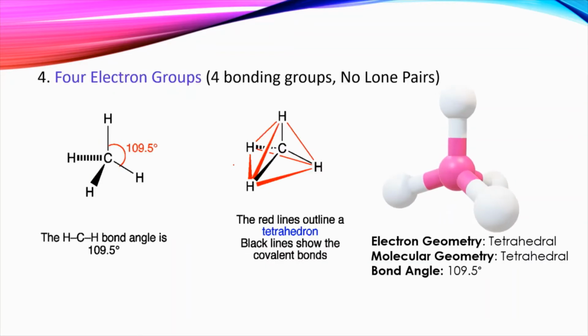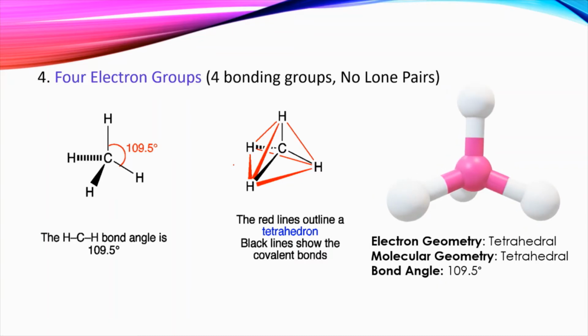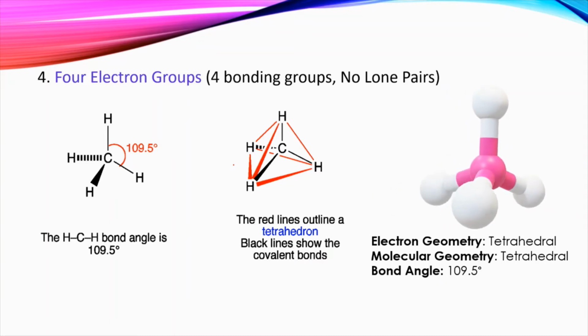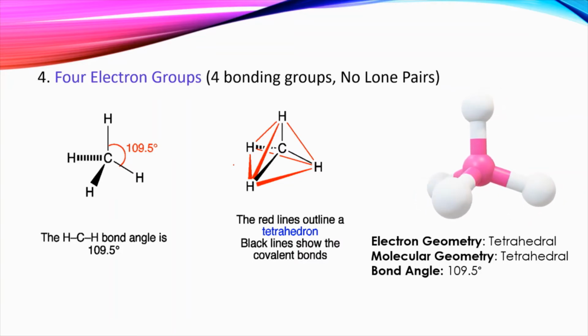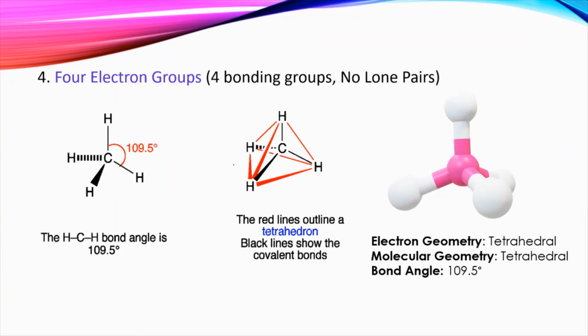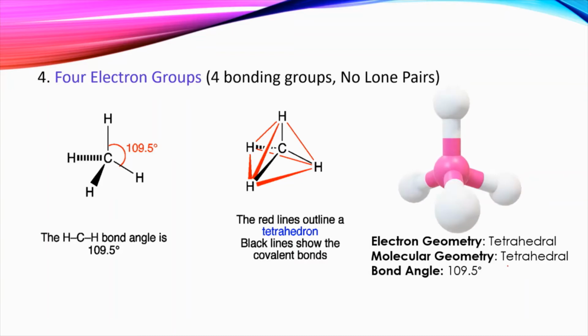Then the next one that we're going to discuss is where we have 4 electron groups, and all 4 are bonding groups and none of them are lone pairs. So when you have this kind of geometry, we say that the electron geometry is tetrahedral and the molecular geometry is also tetrahedral. They're the same, and the bond angles are 109.5, okay? So the bond angles are 109.5. It is the interior angle of a tetrahedron that is the 109.5.